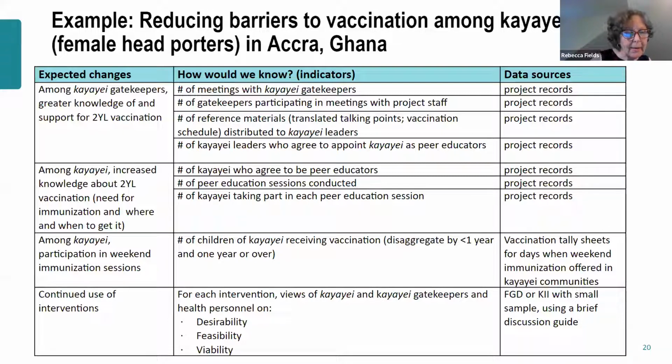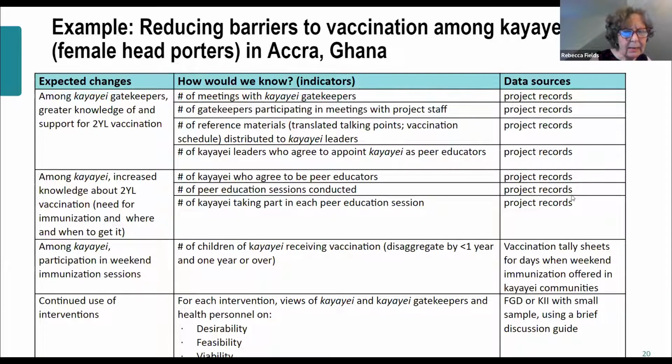And finally, we looked at the continued use of interventions to see, for the different interventions in our project, what the Kayaye, their gatekeepers and the health personnel thought about the desirability, the feasibility, and the long-term viability of continuing with those different interventions. Next slide, please.